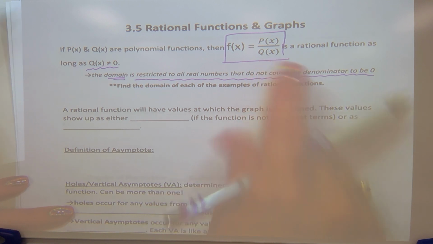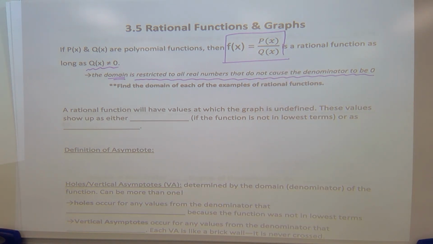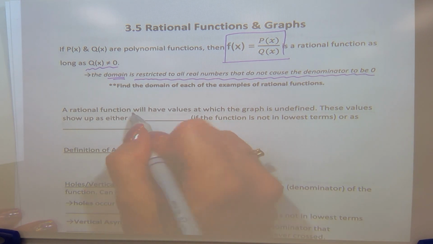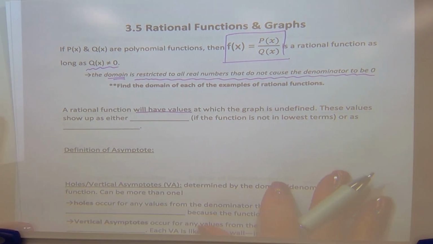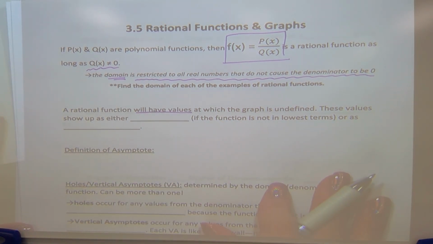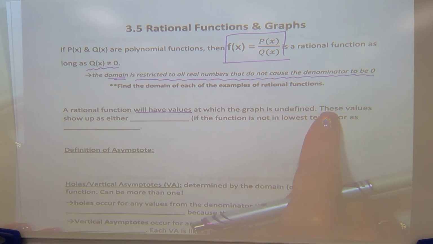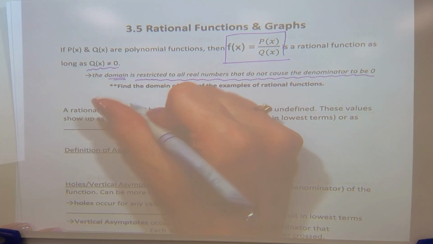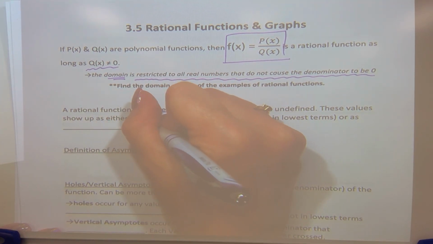Now, hopefully you have watched the video for the examples of graphs of rational functions, so you have looked at some examples of what rational functions can look like. A rational function will have values at which the graph is undefined. That means that our domain is not all real numbers. These values where the graph is undefined are going to show up as either asymptotes, vertical asymptotes.